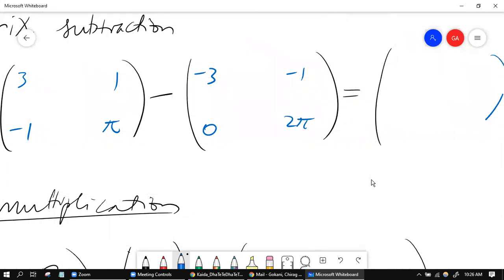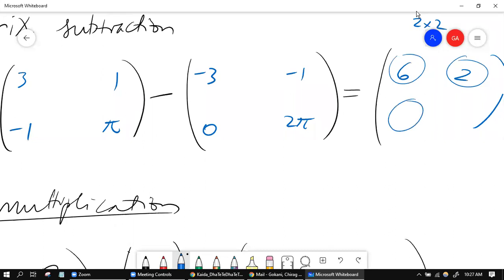First of all, what are the dimensions of this matrix? 2 by 2. And what would the first element be? 6. Yes, very good, because 3 minus negative 3 is 3 plus 3, which is 6. What's this element? 2. Yes, 1 plus 1 is 2. What is this element?